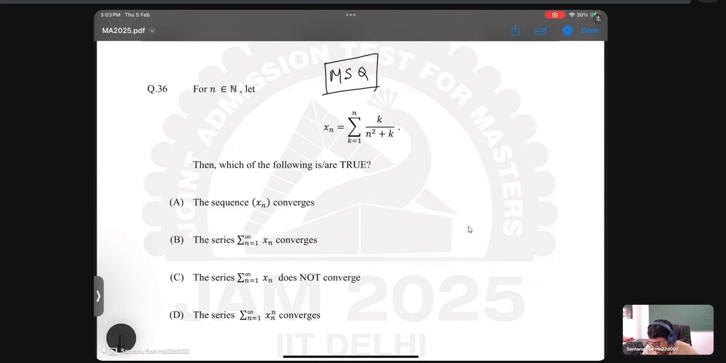A sequence is given by x_n equals summation k equals 1 to n, k divided by n square plus k. And then they are asking which of the following options is or are true. The options are: the sequence x_n converges, the series summation x_n converges, the series summation x_n does not converge, and the series summation x_n to the power n converges.